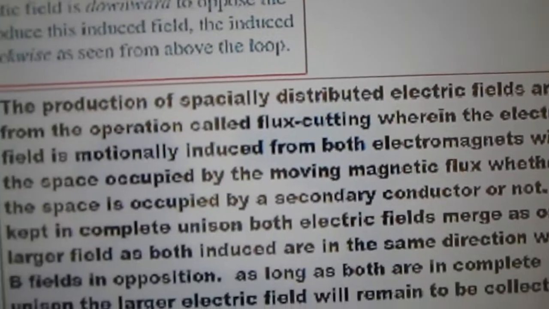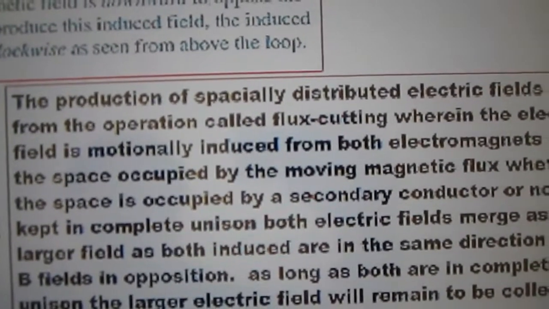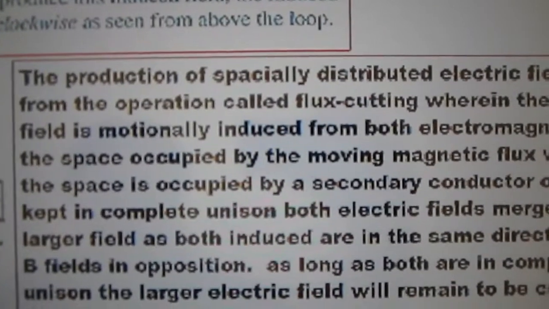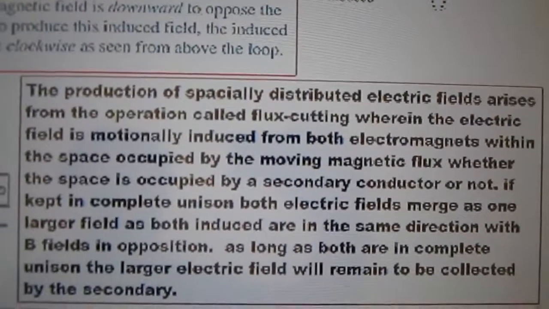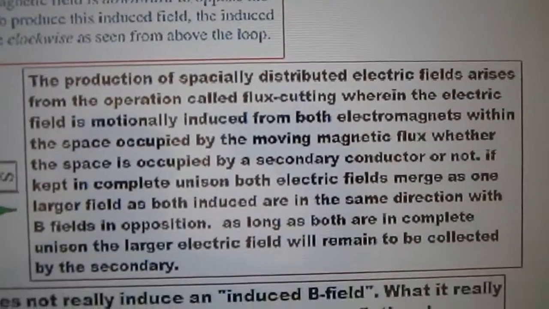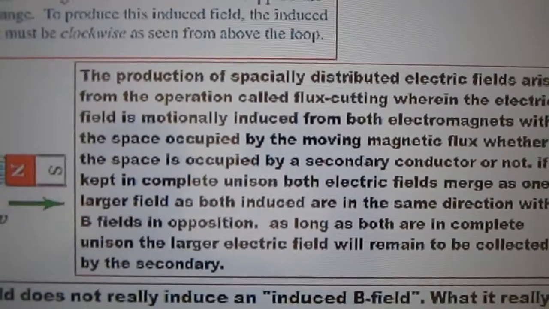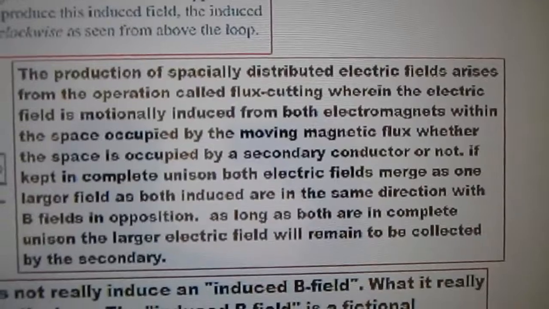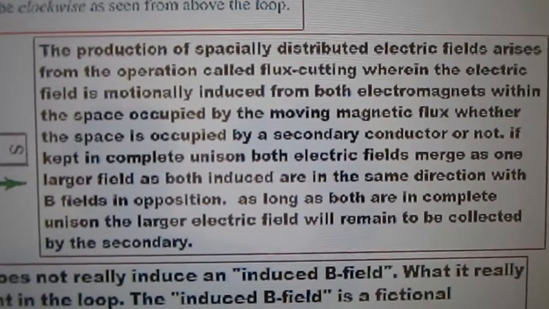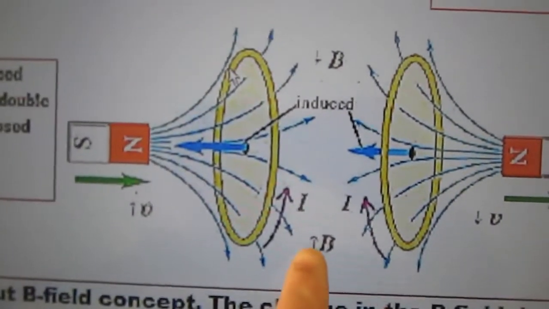The production of the spatially distributed electric fields arises from the operation called flux cutting, wherein the electric field is motionally induced from both electromagnets within the space occupied by the moving magnet, whether the secondary conductor is there or not. If kept in complete unison, the electric fields merge as one larger field, as both induced are in the same direction with B fields in opposition. As long as both are in complete unison, the larger electric field will remain to be collected by the secondary. This is the Figuera device all day long.